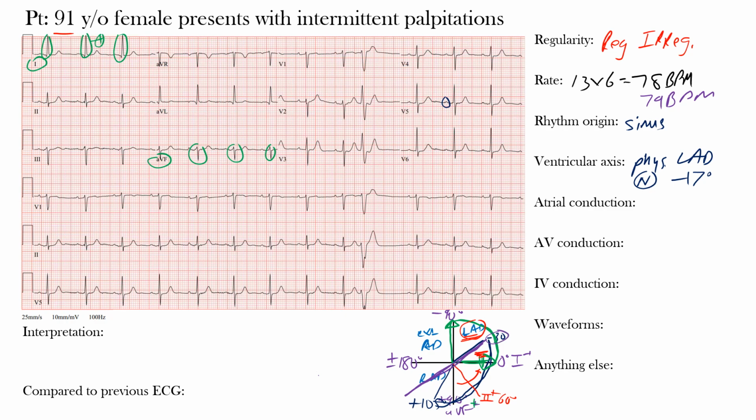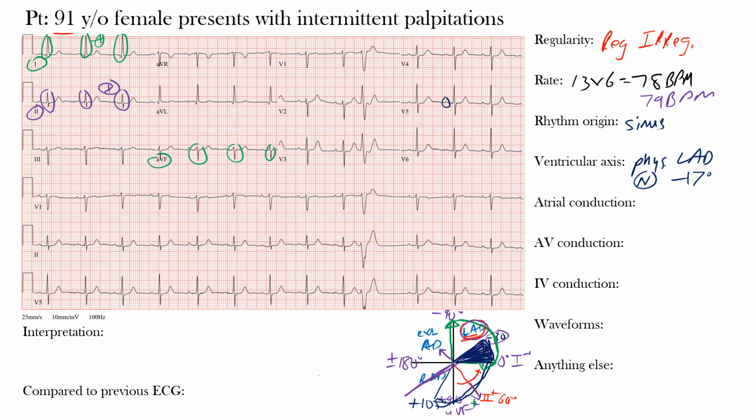Meaning if lead 2 is positive, it'll be heading in this direction towards that lead and put us in that normal axis range. Or if it's negative, it will head this way and put us in that pathologic leftward axis range. So we look at lead 2. So here's lead 2, and notice that it's upright and positive, meaning that it's going to put us within this region here. And that should make sense.